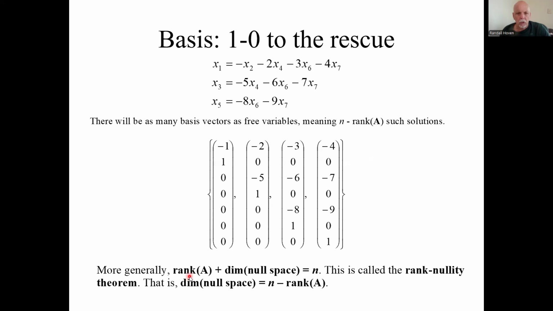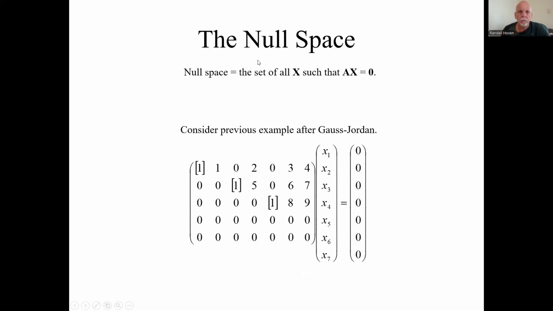We had this theorem called the rank nullity theorem. It says the rank of A plus the dimension of the null space is n, the number of columns of A, or that the dimension of the null space is n minus the rank of A. That is also the number of free variables. In the case you just saw, we have 5 by 7, so n is 7. We have 3 pivots. n minus 3 is 4. We have 4 free variables, and the dimension of the null space is 4.